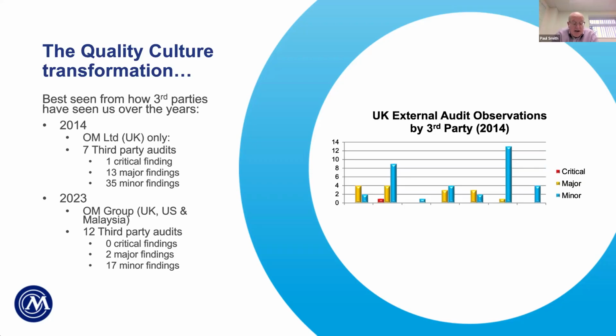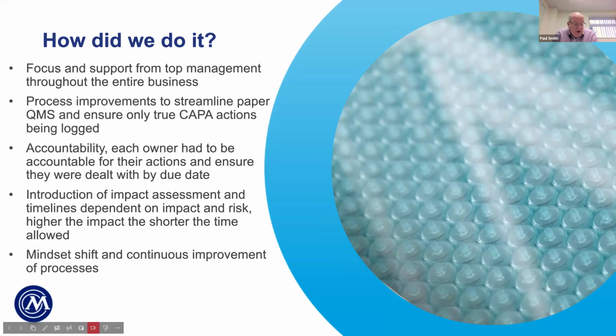So moving on to the next slide, let's look at how we did it. How did we improve that quality culture, that quality focus, and drive down the cost of quality? One of the things that is absolutely key is the focus and support from top management throughout the entire business. So I needed to get the buy-in of the rest of our management team, the exec team, and really push for an understanding of where the issues were and what the impact of them was, taking it back to the cost of quality. And then it was a series of process improvements.